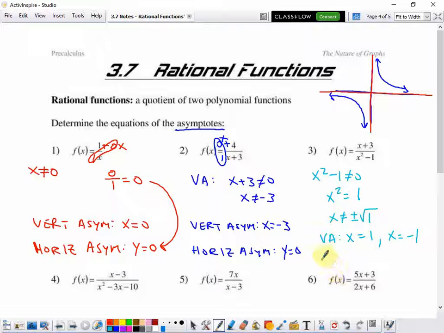Then, for the horizontal asymptote, the denominator has a degree of 2, the numerator has a degree of 1, so I need to add 0x squared to the numerator, and I've got 1x squared in the denominator. 0 over 1 is 0, so y equals 0 is my horizontal asymptote.